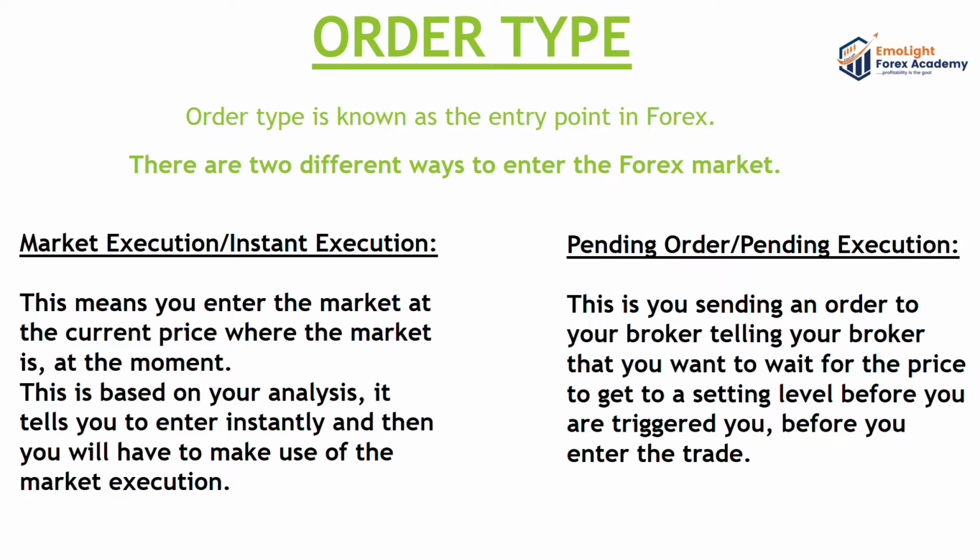Let me make an example with market execution and pending order. It's like when you go to the market to buy fish, and you ask the seller how much this fish is, and the seller says it is 200 naira or $200. You don't haggle, you just give the seller the money, take your 200 naira or $200. That is called instant execution, market execution. You don't have to bargain.